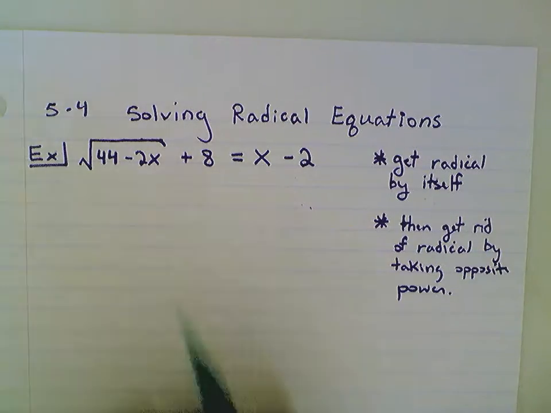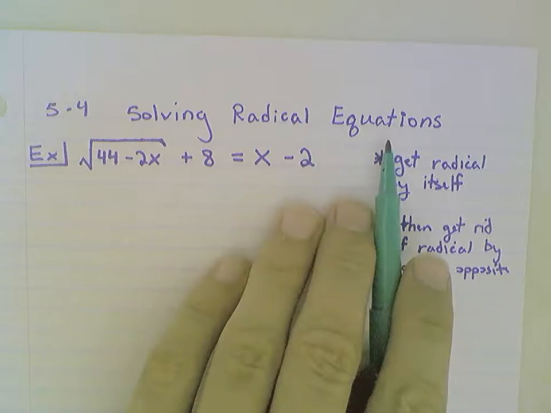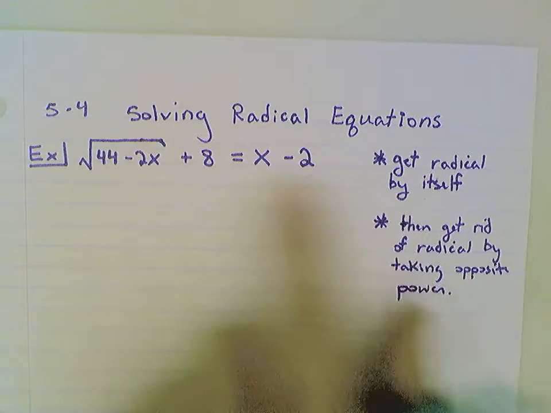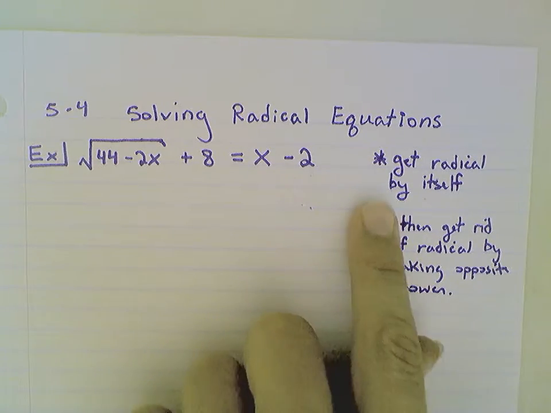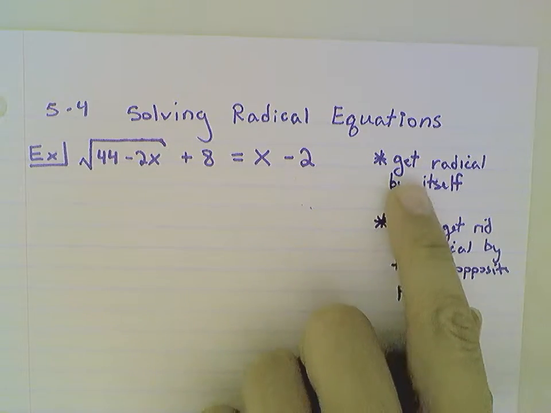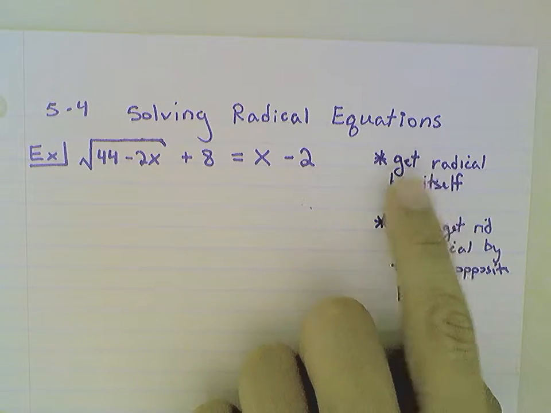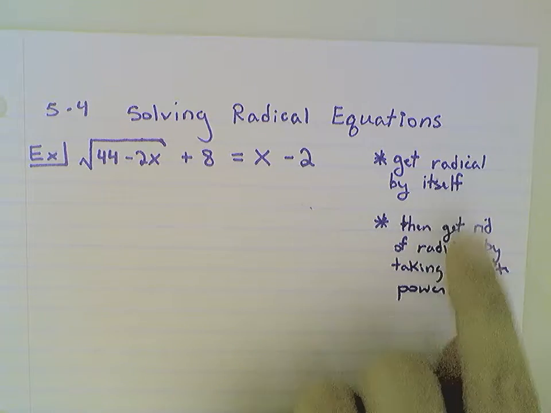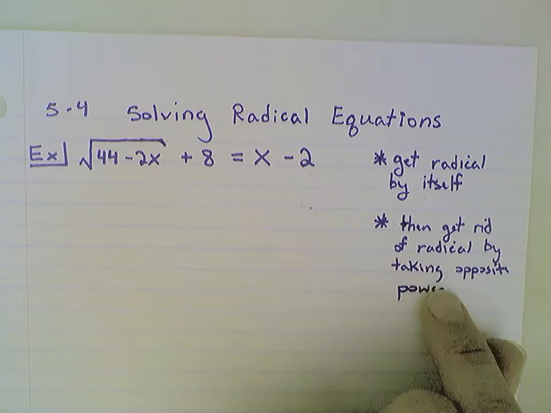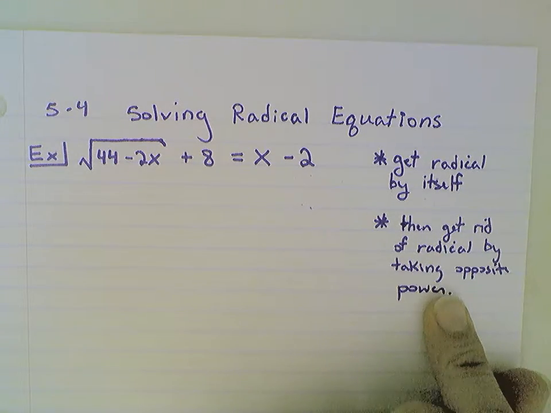In this video we're going to look at solving radical equations. And before I get started with my example here, two things to note: the first step, or the easiest method of solving radical equations, is to get the radical by itself and then get rid of the radical by taking the opposite power of the radical.